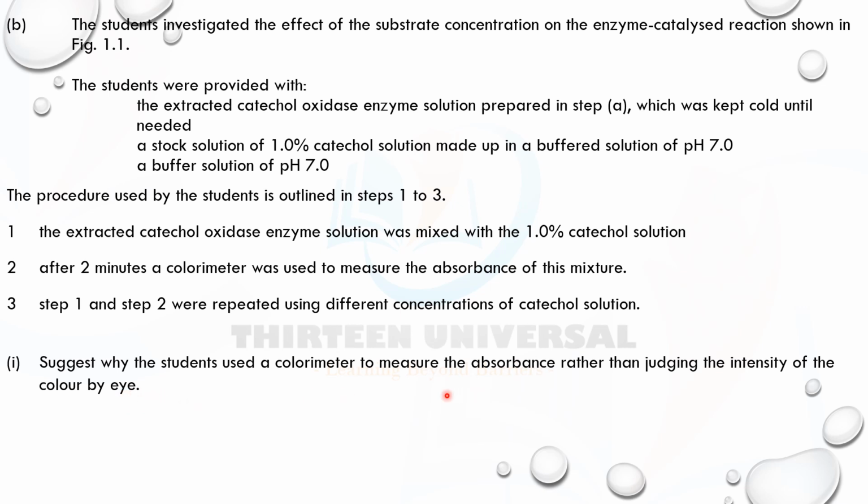So why do we use a colorimeter instead of using our eyes? Pause the video and write it down. I think the reason is because a colorimeter gives us a numerical value. It's objective, unlike the eyes, which are subjective. So this gives us a numerical value. See it here: the result is quantitative, that's numerical.